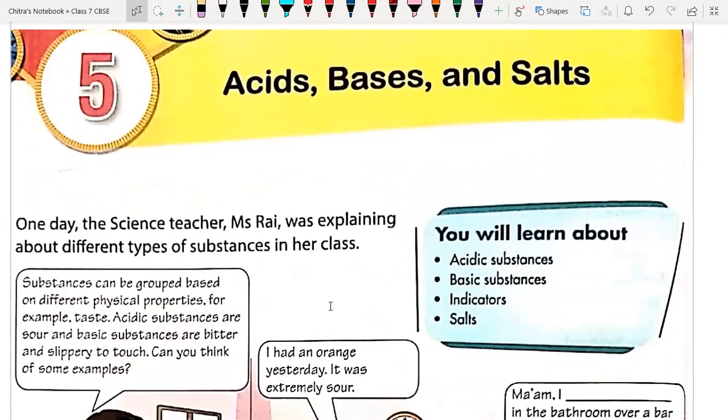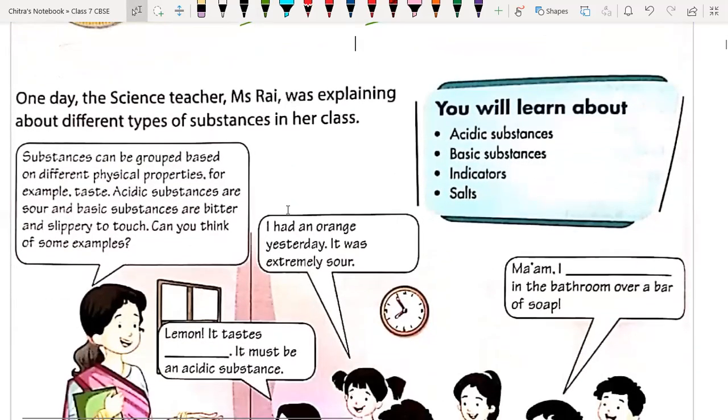In general terms, acids are substances which are sour to taste. Bases are substances which are bitter to taste, and substances which are salty to taste are called salts. So on the basis of taste we have sour acids, bitter bases and salty salts. Now we are going to understand this from the notes.